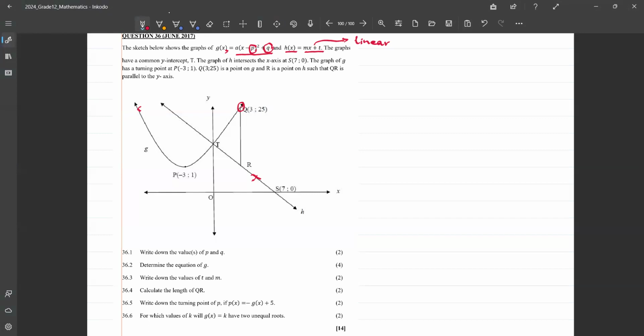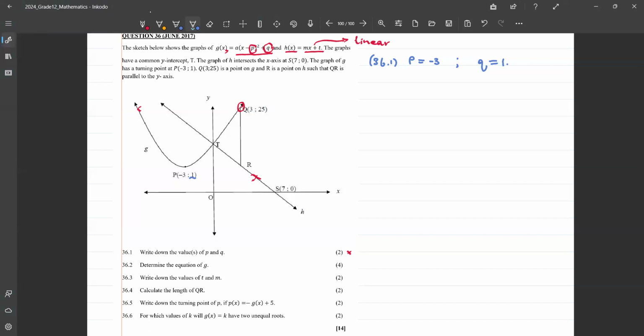All right, for 2 marks, which is the first question there, 36.1: write down the values of p and q. The value of p is -3, and the value of q is the y value there, which equals 1. Okay, easy 2 marks.